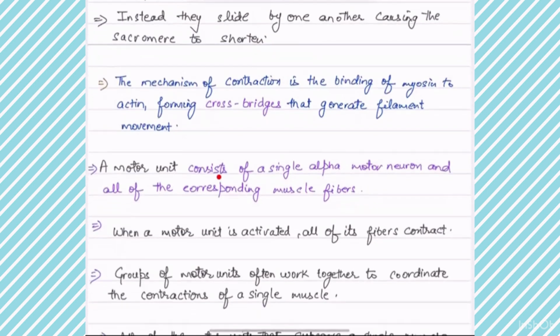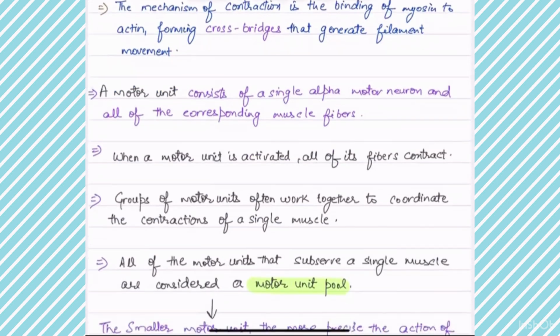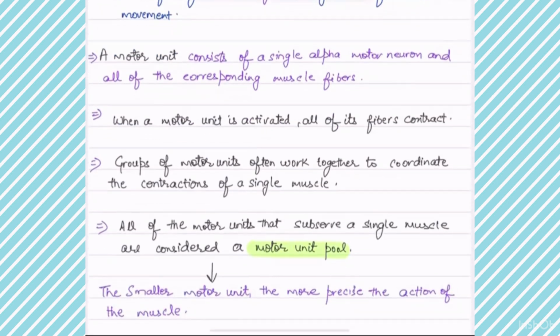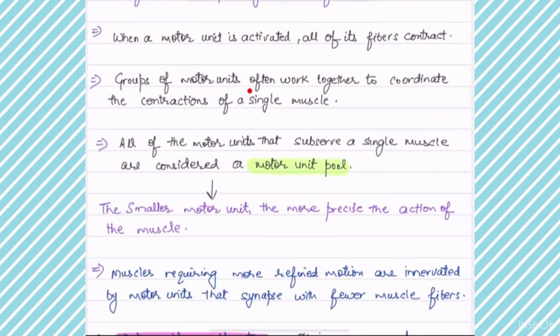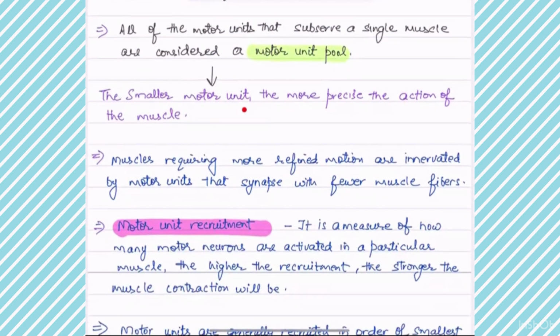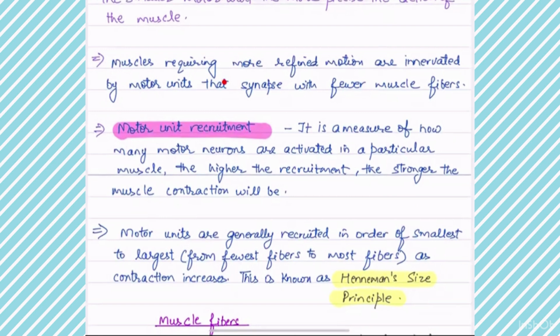A motor unit consists of a single alpha motor neuron and all of the corresponding muscle fibers. When a motor unit is activated, all of its fibers contract, and groups of motor units often work together to coordinate the contraction of a single muscle. All of the motor units that serve a single muscle are considered the motor unit pool. The smaller the motor unit, the more precise the action of the muscle. Muscles requiring more refined motion are innervated by motor units that synapse with fewer muscle fibers.